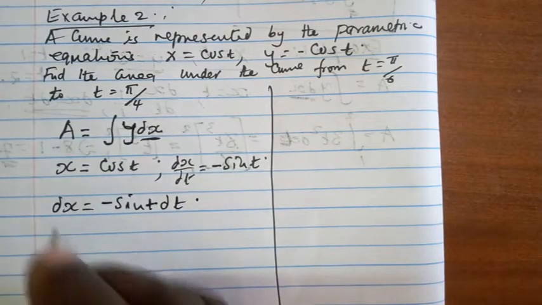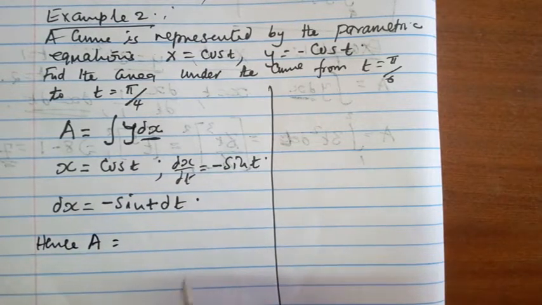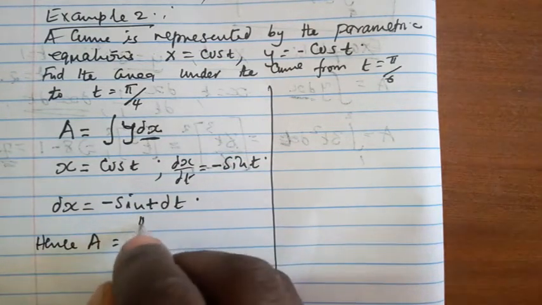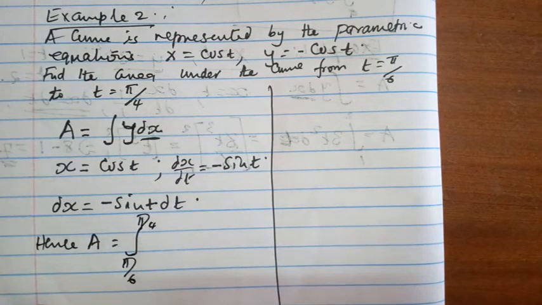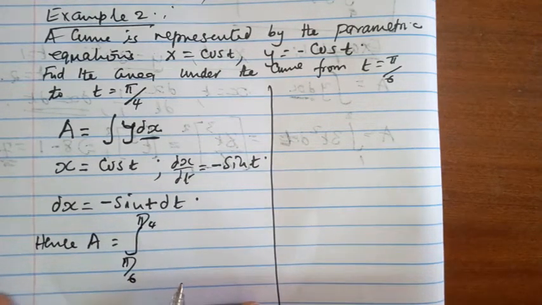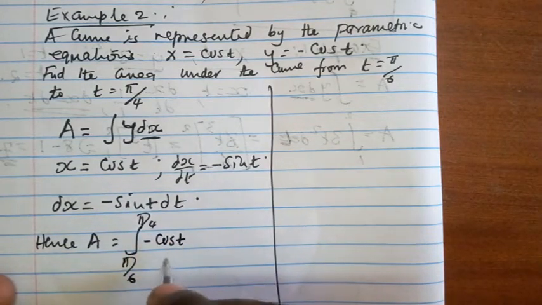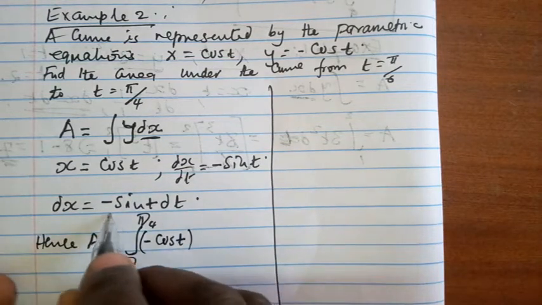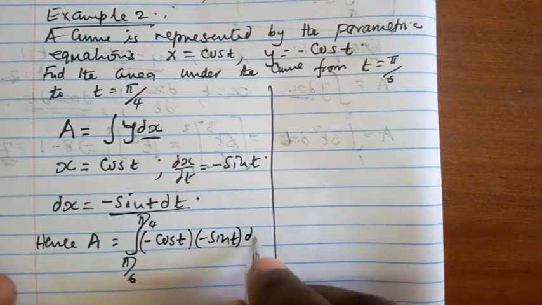And therefore, the area becomes the integral from pi over 6 to pi over 4 of the y, which is minus the cosine of t. Now the dx comes in handy as minus sine t dt.